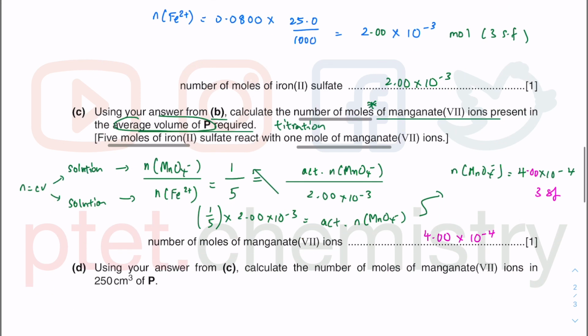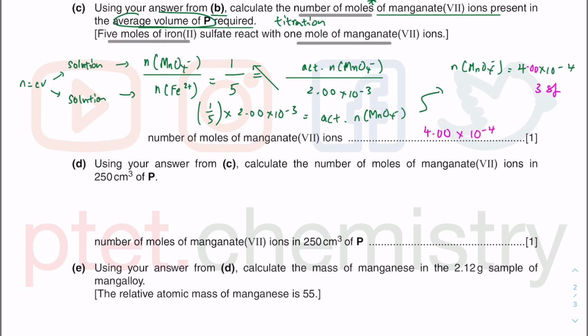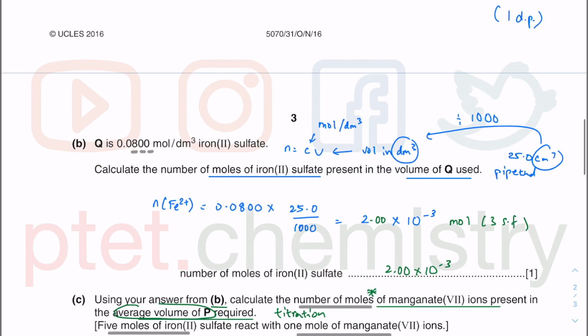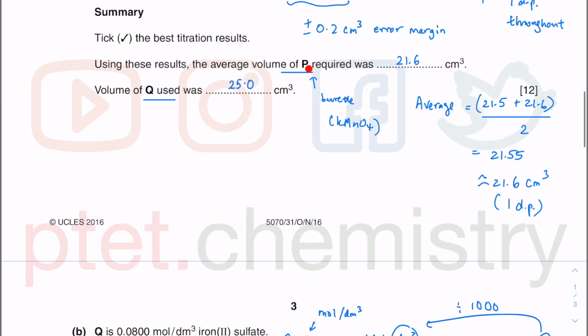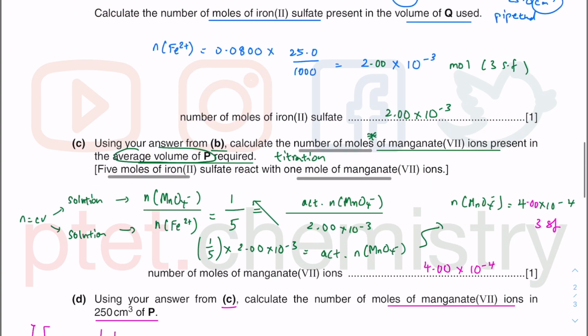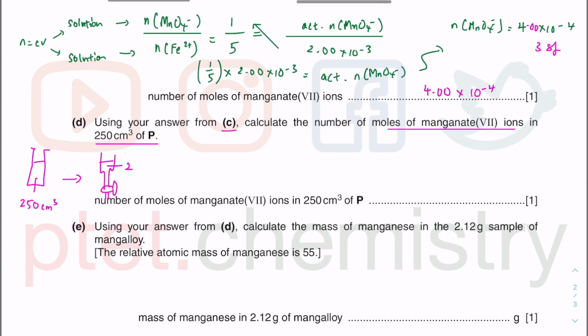Now, using your answer from C, calculate the number of moles of MnO4 minus in 250 cm cube of P. Remember, this is not your usual 250 and then take out pipette out to 25. Instead, that was your burette. So inside your burette, we only had 21.6 cm cube best titer. This was P. P was KMnO4 because you knew how to read the question.